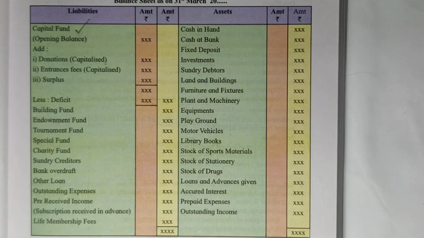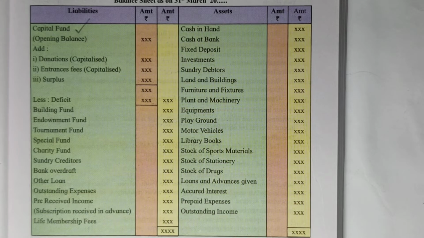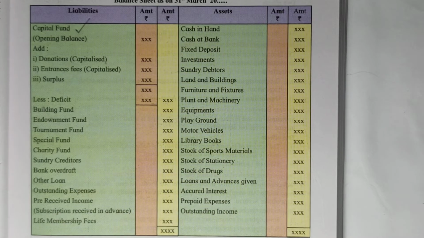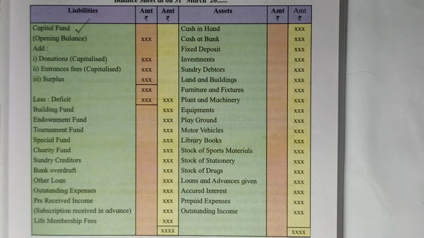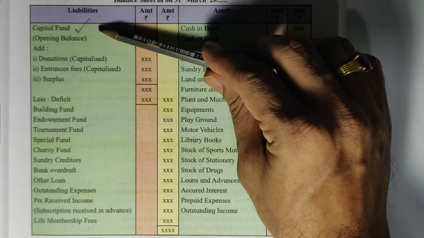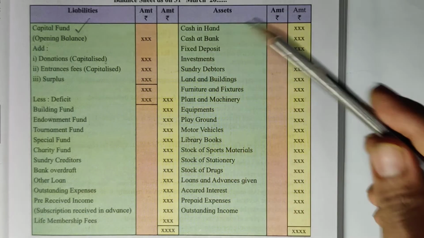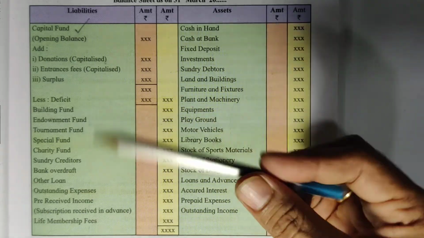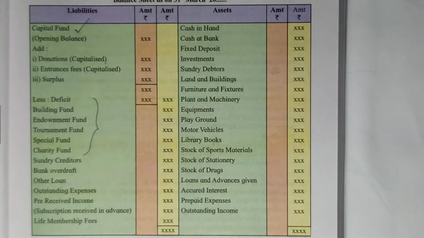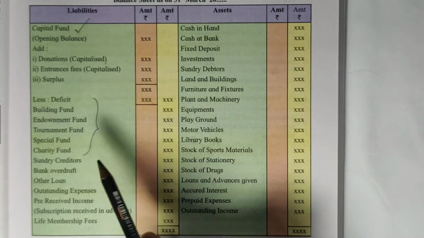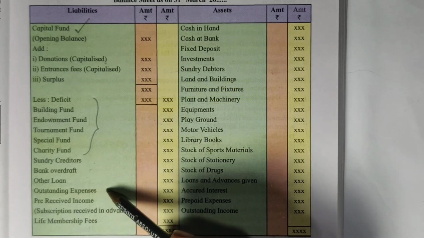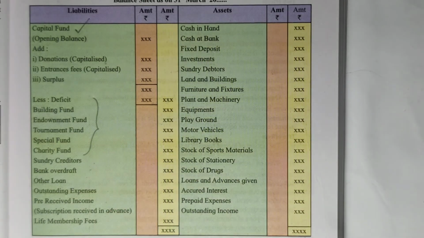Let us discuss all the items of liabilities and asset side. Very first is capital fund. In a profit making concern, capital of sole trader or capital of partner is given. But in NPO, capital fund is given. Next, building fund, endowment fund, tournament fund, special fund, charity fund. So all funds indicate the liability side. Next, creditors, bank overdrafts, any loan, any outstanding expense, pre-received incomes, all these are liabilities.